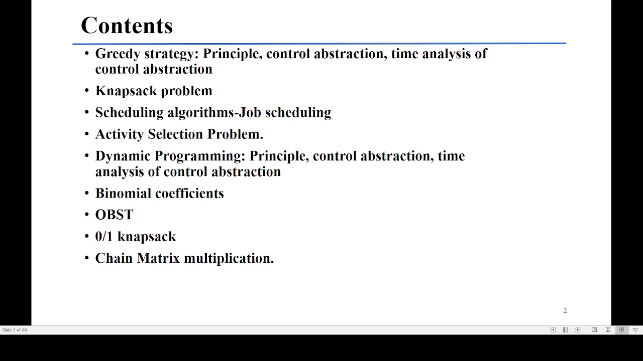Then as examples of the greedy strategy, we are going to learn the knapsack problem, then scheduling algorithms, that is job scheduling. Basically, what is meant by job scheduling, and how the different jobs can be scheduled by using the greedy strategy, that we are going to learn. Then the activity selection problem will be there, by using the greedy strategy.